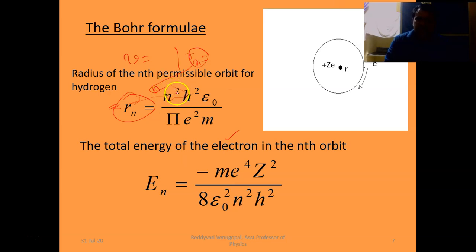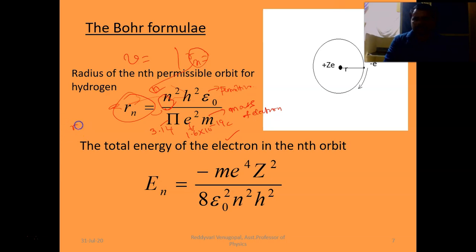That means in which orbit the electron is revolving. And h is the Planck's constant, and epsilon naught is the permittivity of free space. Pi is a constant whose value is 3.14. The electron charge is 1.6 into 10 to the power minus 19 coulombs, which is also a constant, and the mass of the electron is also constant. So the only variable is n. That means the radius of the orbits only depends on the number of the orbit.